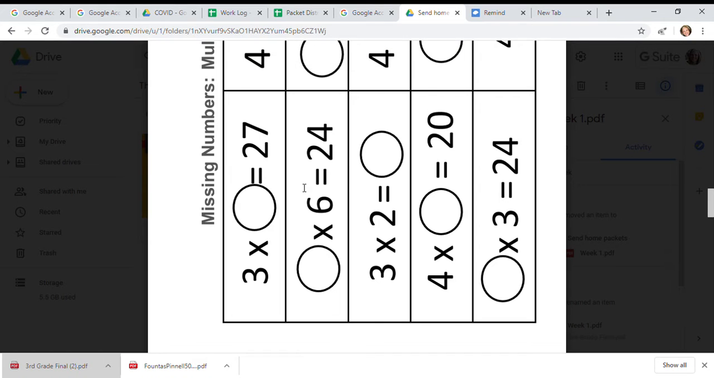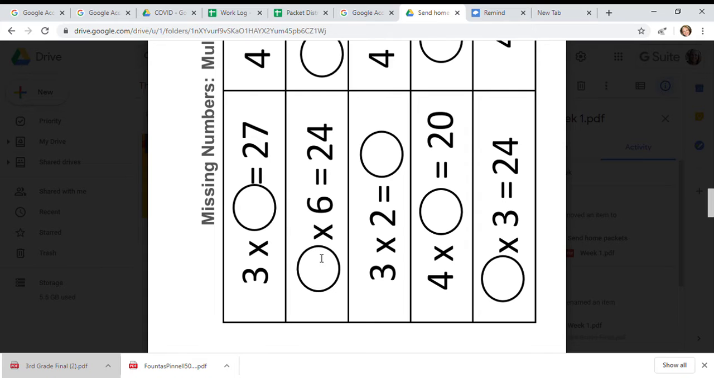So what you need to think of is, as we practiced in class, a lot of times we would have an M here or some kind of letter, and we would say 3 groups of some number, M, equals 27. And then we would write underneath, if your M equals, and then right here, this would be 9, right? So we had M equals 9. We're looking for some unknown.